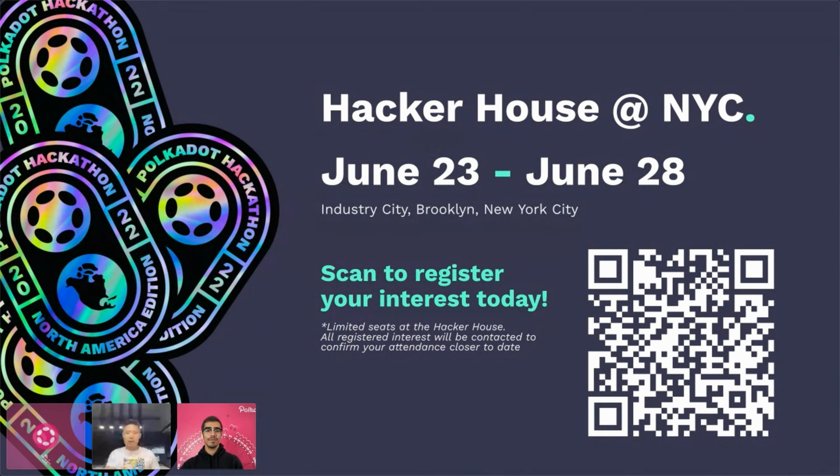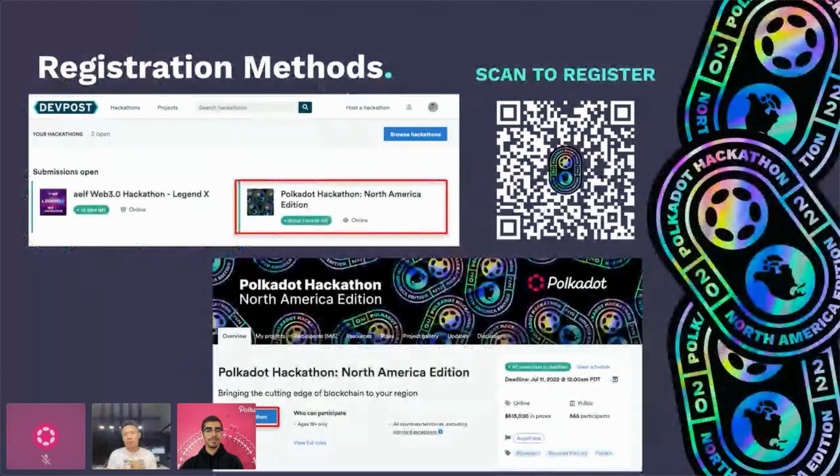Other than that, just quickly running through, basically there's two methods of registration. Either you can scan the QR code, which will bring you to the website. But if not, you can head down to devpost.com and click on Polkadot Hackathon North America Edition and just join the hackathon.